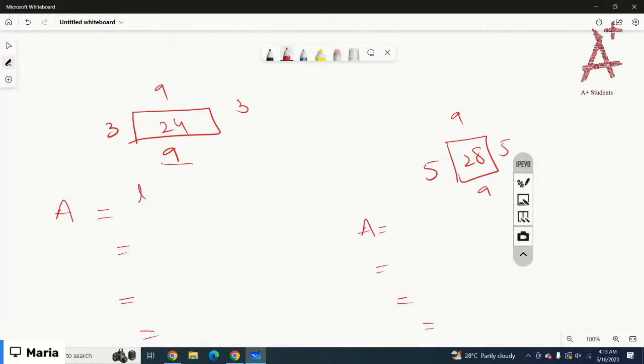It is just length times width. It would be 9 times 3, 27. It would be 9 times 5, that is 45. Just add 27 plus 45, that would be 72. Got it? Let's just start with the test questions.